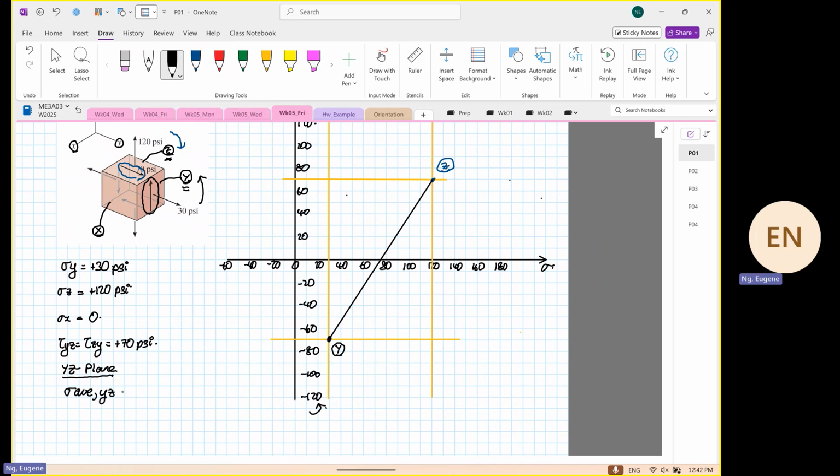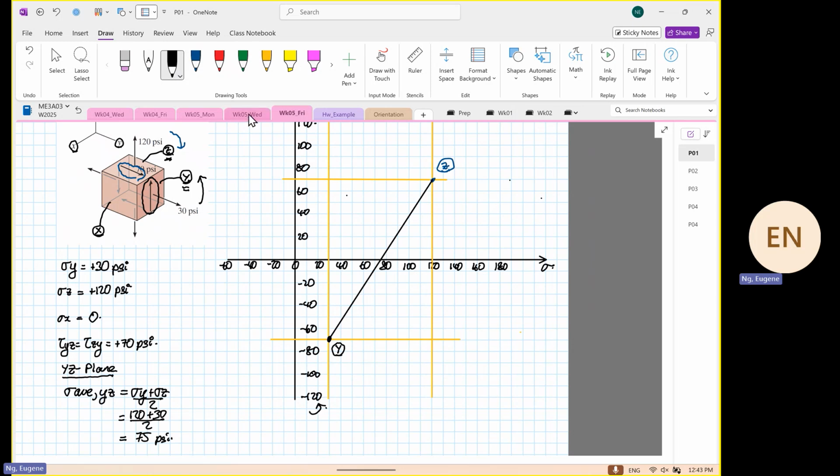about the YZ plane is equal to stress Y plus stress Z divided by 2. So this will be equal to 120 plus 30 divided by 2. This will be equal to what? 75. Let me write below. So 120 plus 30 divided by 2 is equal to 75 megapascal, PSI, pounds per square inch.